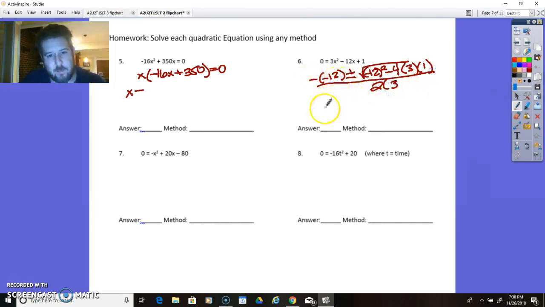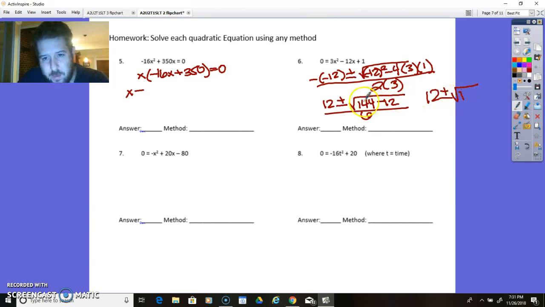All right, so the opposite of negative 12 is positive 12, plus or minus. Negative 12 squared is 144. Negative 4 times 3 is negative 12. Negative 12 times 1 is still negative 12. Divided by 2 times 3, which is 6. Okay, so 12 plus or minus square root of 132 over 6. And I'm going to leave the answer like this because this is an irrational number.